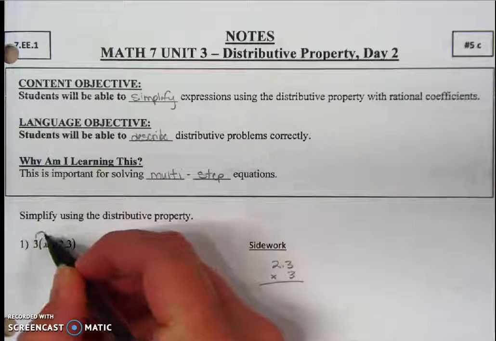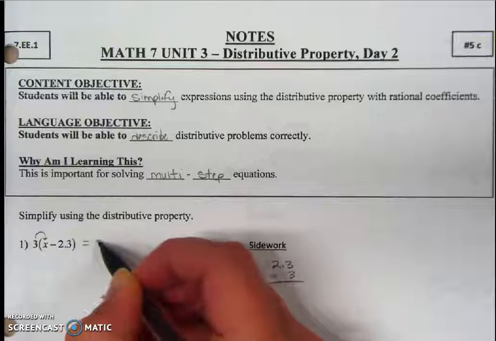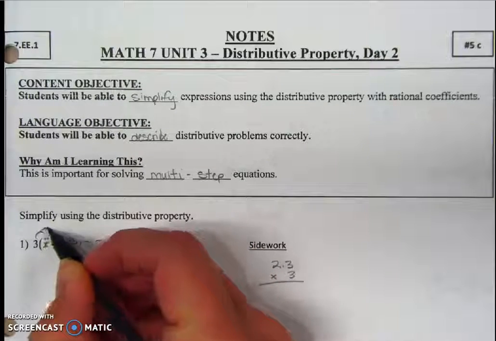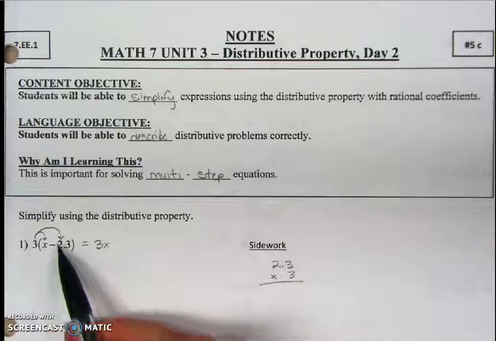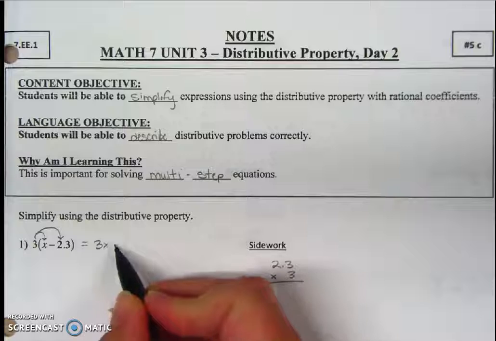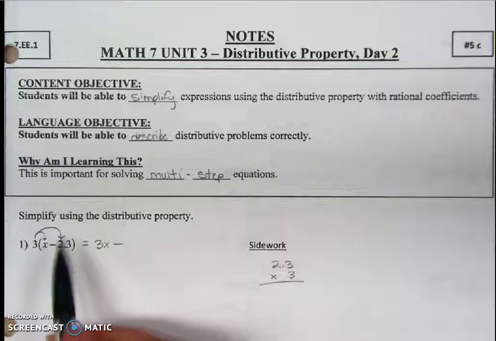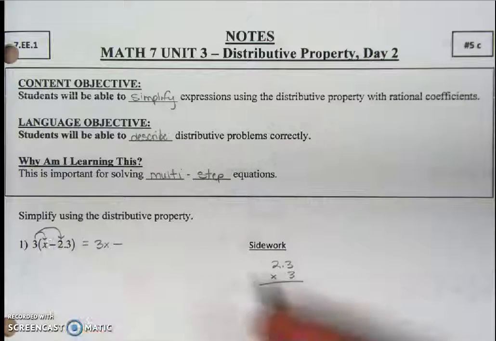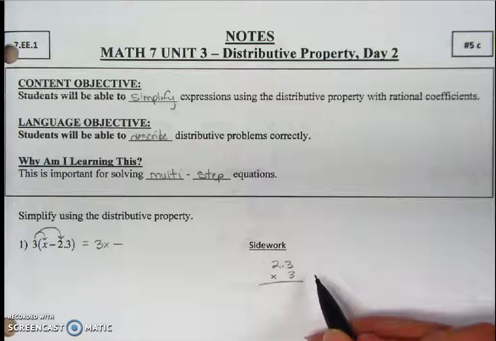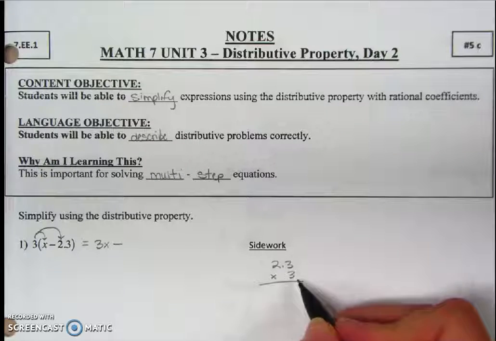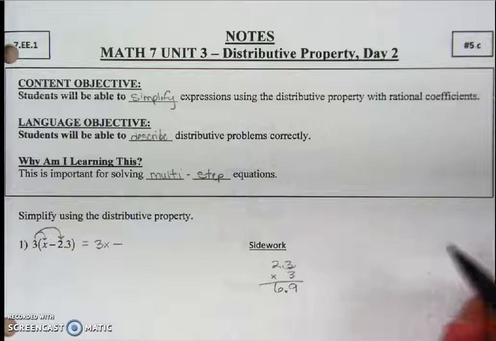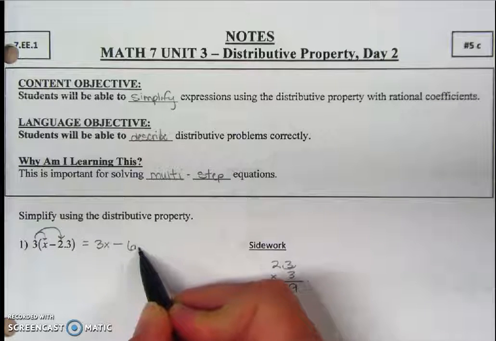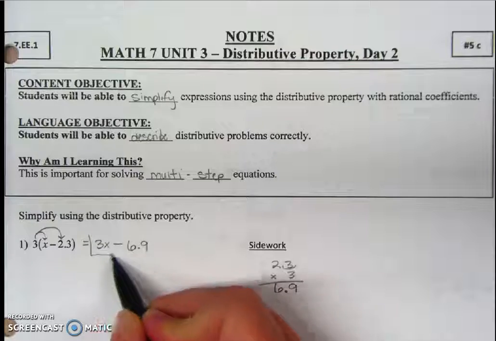We're going to distribute this 3 to the x, and so we would get 3x, but then we need to distribute the 3 to the negative 2.3. And so I know 3 times negative 2.3 is going to give me a negative, so I'm going to write the negative sign, but then I need to multiply 3 times 2.3. So that's what we do in our side work over here. 2.3 times 3, let's see, 3 times 3 is 9, 3 times 2 is 6, and there's one swoosh, so one swoosh, and we get 6.9. And so our answer right there would be 3x minus 6.9.